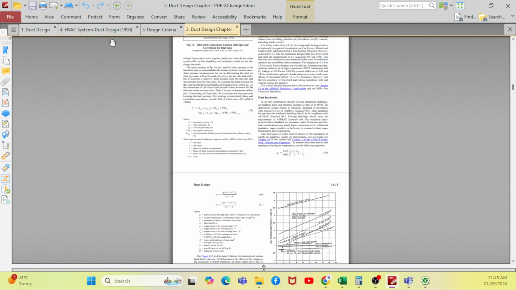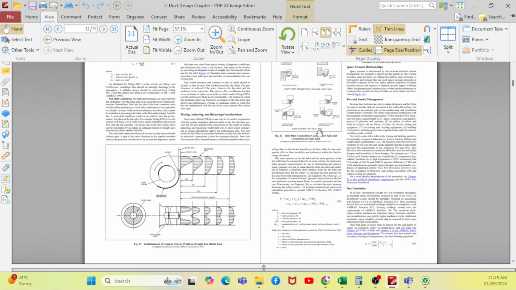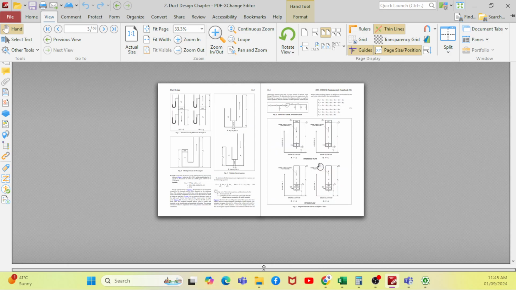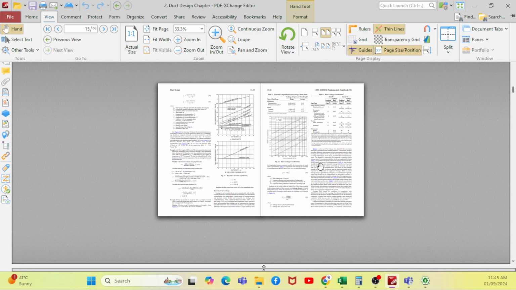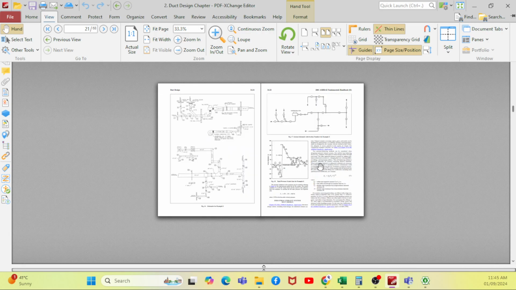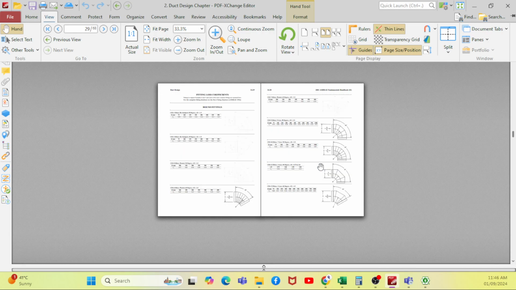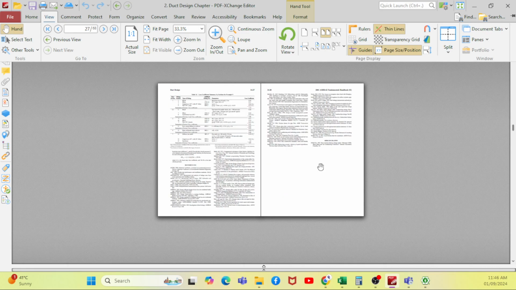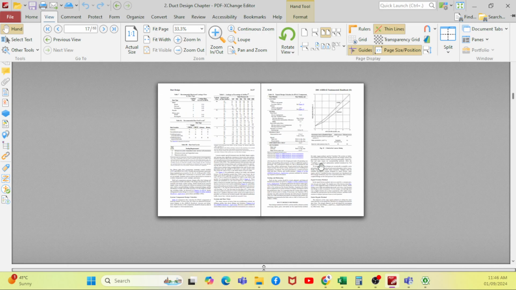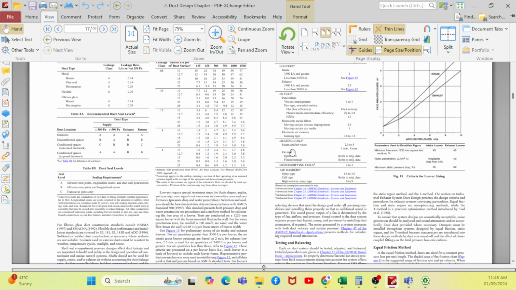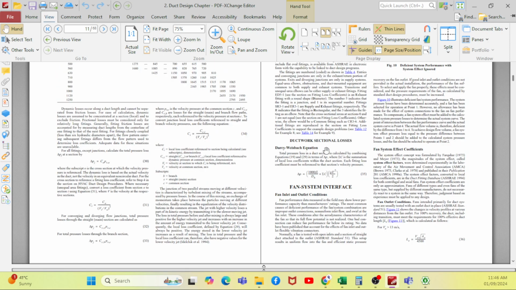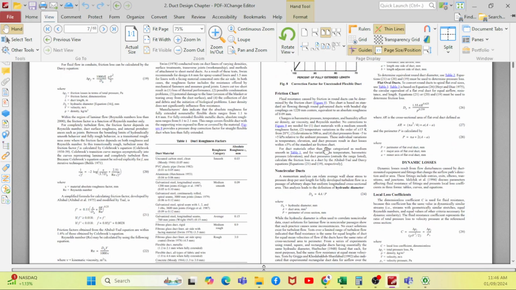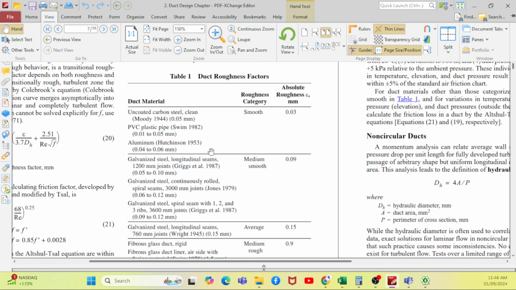If I go to further pages, there are different types of duct material provided in the chart itself. That value can be applied directly. We will see that chart later because I'm not able to get it. Yeah, it is here: duct roughness factor. So this is the value based on the different types of material.